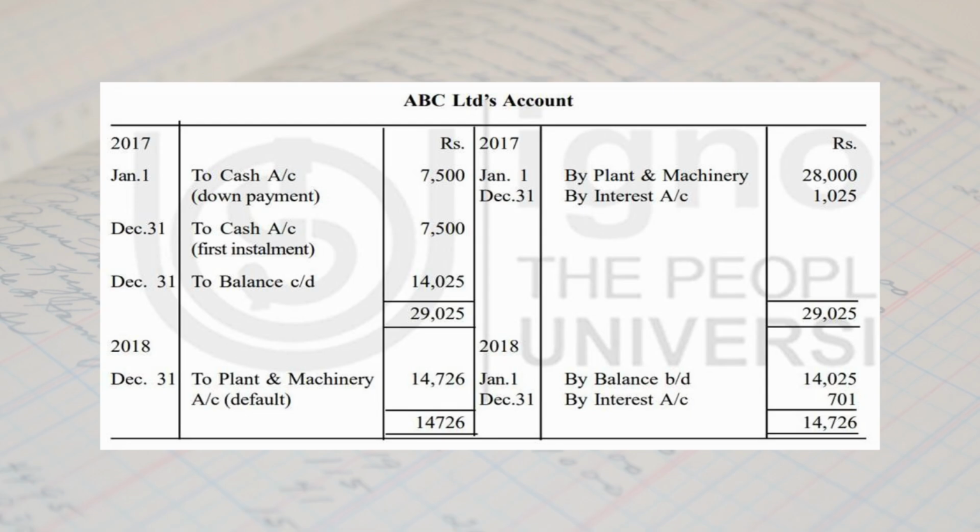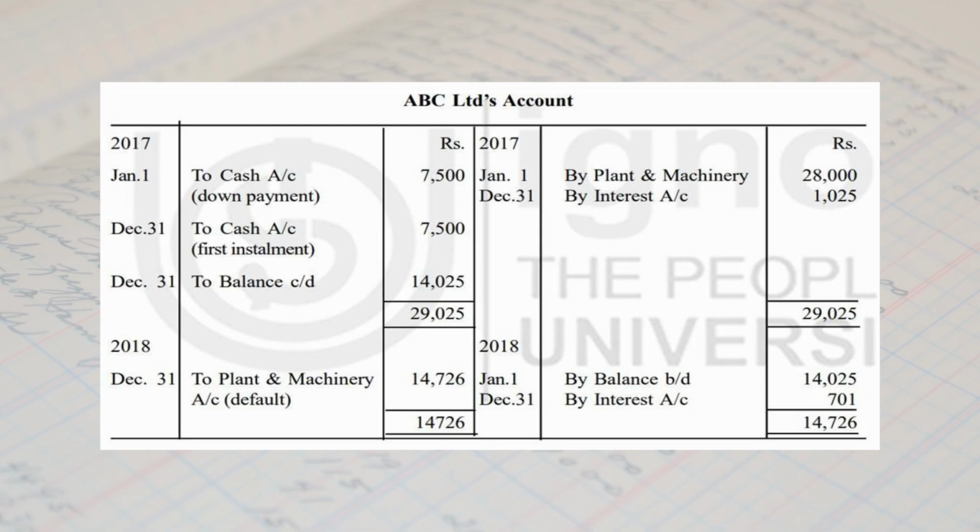So, this is the closing balance carried down, 14,025. This is the balancing figure. So, total is 29,025, total is 29,025. So, this balance of rupees 14,025 at the end of the first year will be brought forward, by balance brought down 14,025.